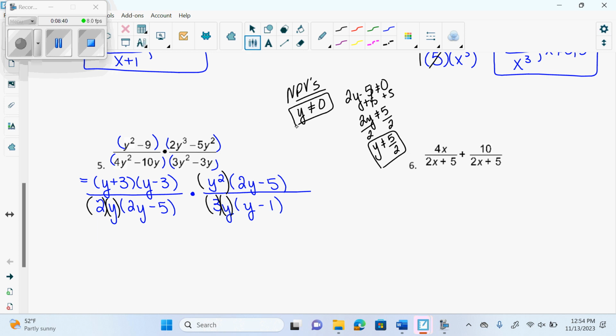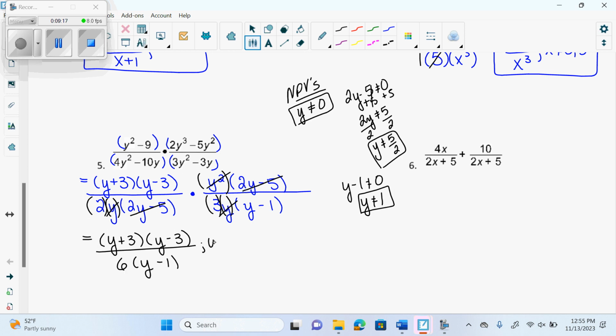3 doesn't give me any problems. Y can't be 0 already is done. And then y minus 1 can't equal 0. So y can't equal 1. So those are my 3 non-permissible values. And then anything that cancels in the numerator can cancel in the denominator. I get 2y minus 5, 2y minus 5. The y and the y can cancel off the y squared. And then it doesn't look much different. So I get y plus 3, y minus 3, over 3, y minus 1. And then I have y can't equal 0, 1, 5 halves.